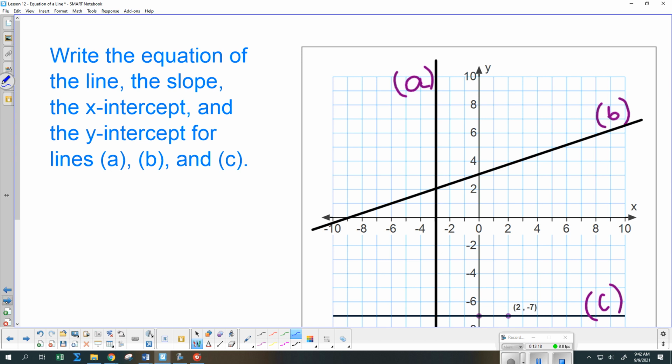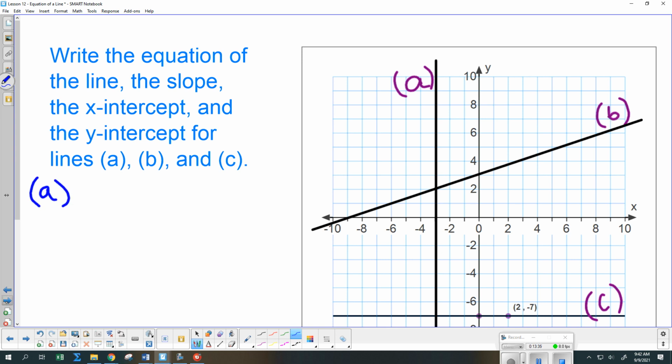The book is going to give you a number of problems where they put 2 or 3 lines in the same graph and ask you for the equations. Pay attention, they label them A, B, and C, and so I want you to do them and label your work A, B, and C.